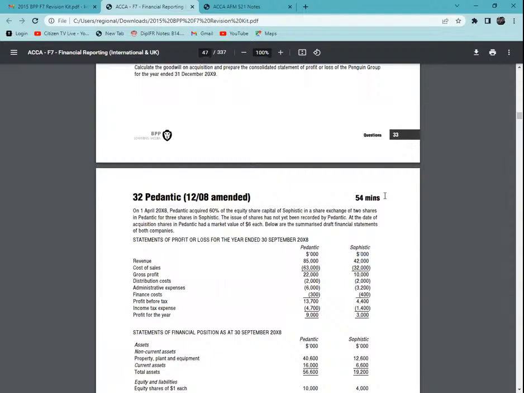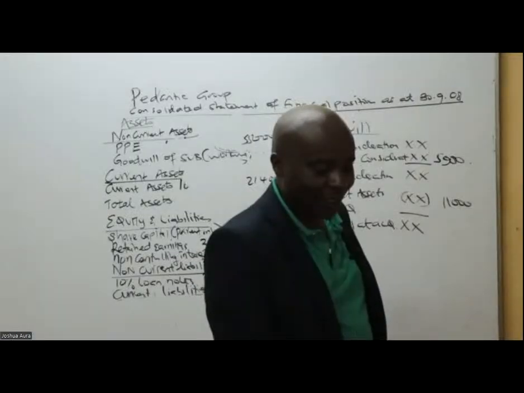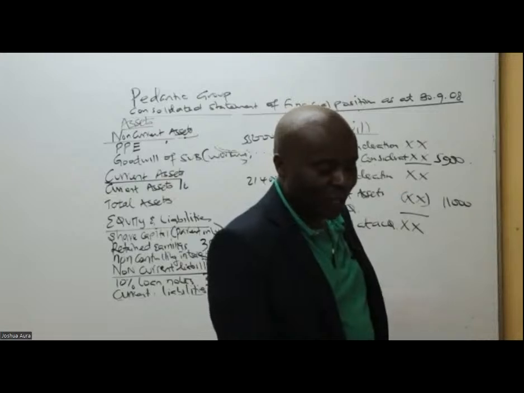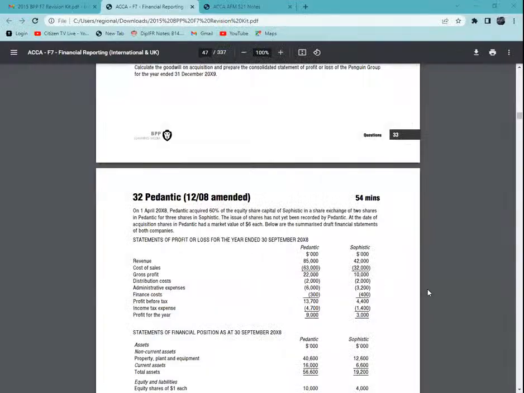Tunaambiwa on 1st April 2018, Pedantic acquired 60% of the equity share capital of Sophistic in a share exchange of 2 shares in Pedantic for 3 shares in Sophistic. Great. So I would want you guys to tell me the number of shares that Sophistic has. Tuanzie ni kwanza hapo.